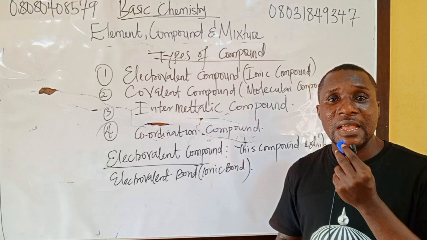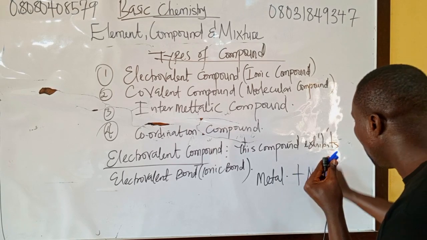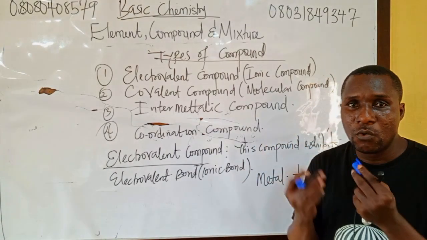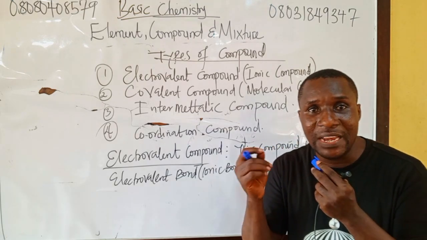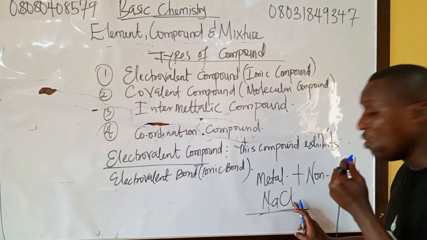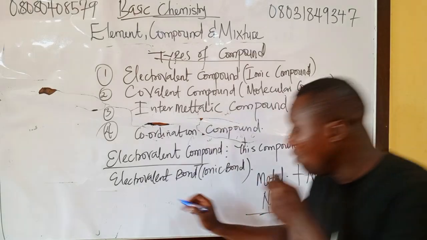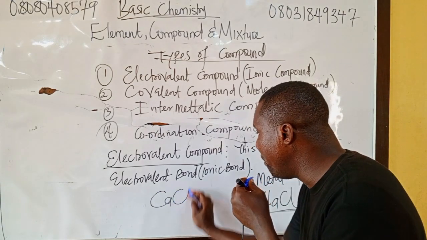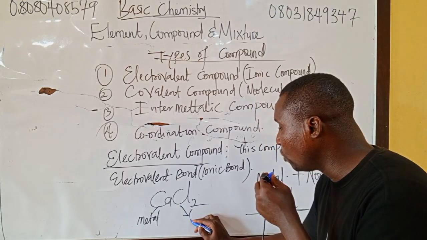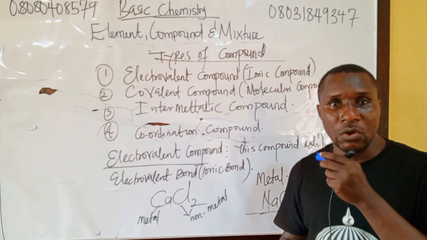How do you identify electrovalent compound? It occurs when metal combines with non-metal. When you have metal and non-metal combining together, that is electrovalent compound. For example, when you have sodium combining with chlorine, sodium is a metal, chlorine is a non-metal. This compound is an example of electrovalent compound, ionic compound. Another one, when you have calcium, which is a metal, combining with chlorine to form calcium chloride. Calcium is a metal, chlorine is a non-metal. That is electrovalent compound.